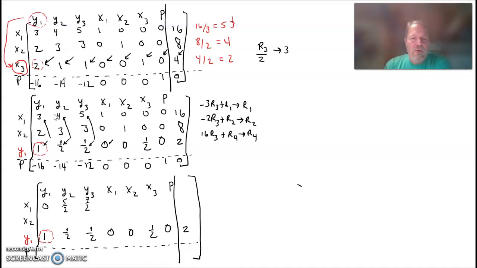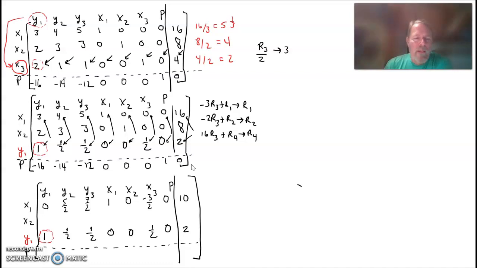-3 times 0 is 0 plus this 1 is still 1. -3 times 0 is 0 plus 0 is 0. -3 times 1/2 is -3/2 plus 0 is -3/2. And -3 times 0 is 0 plus this 0 is still 0. Finally, -3 times 2 is -6 plus 16 is 10.